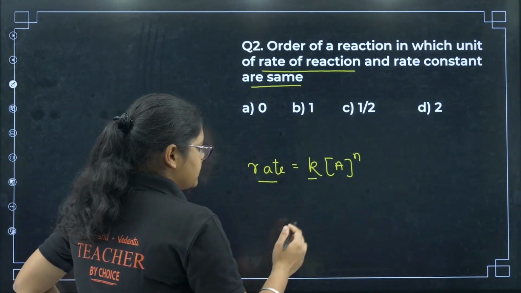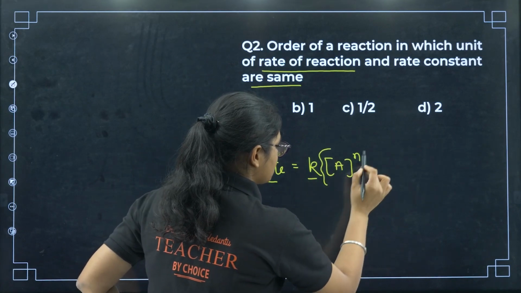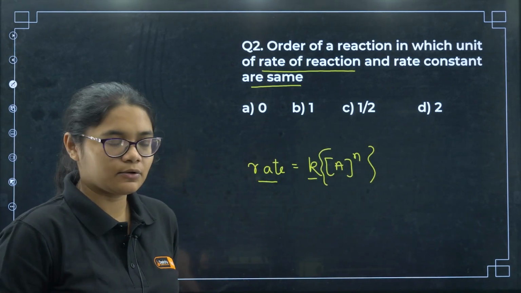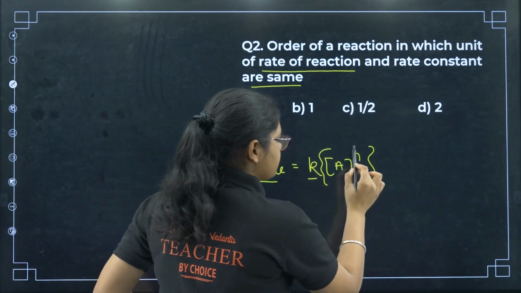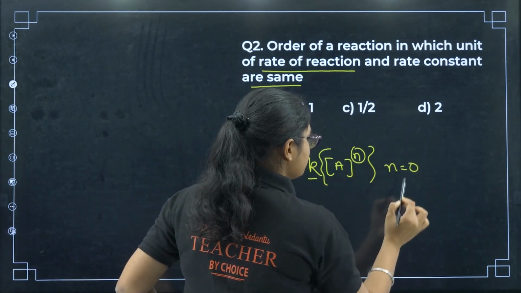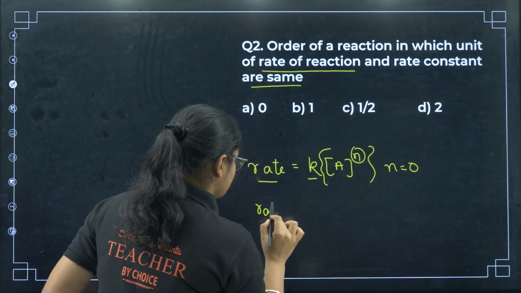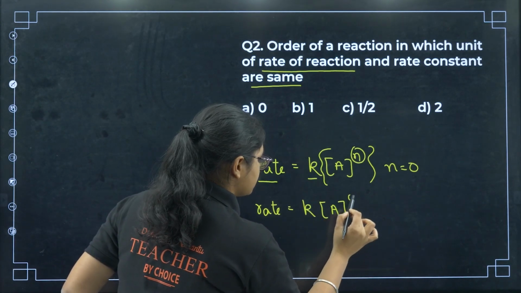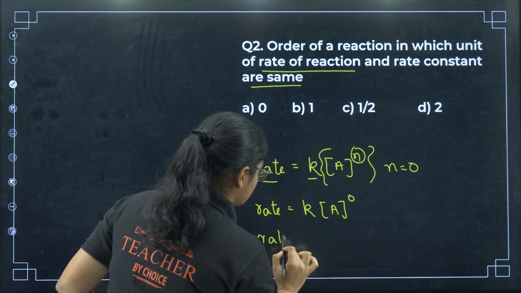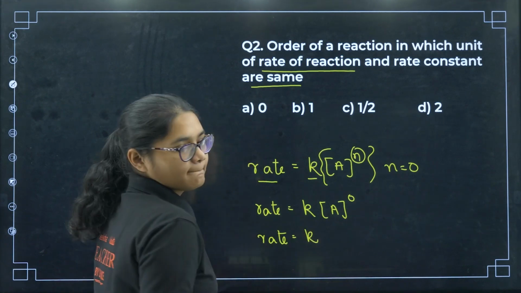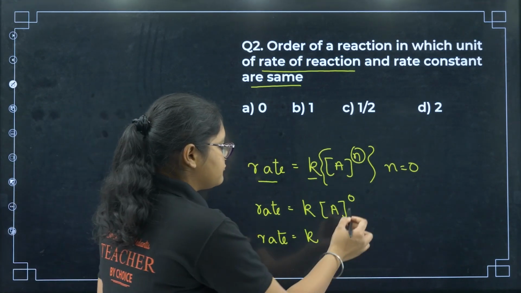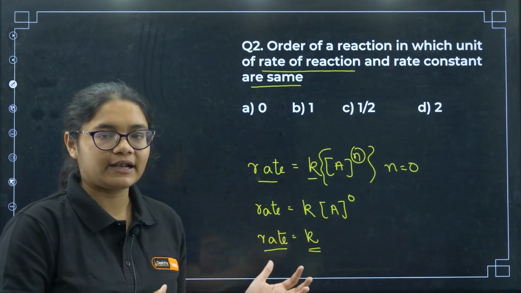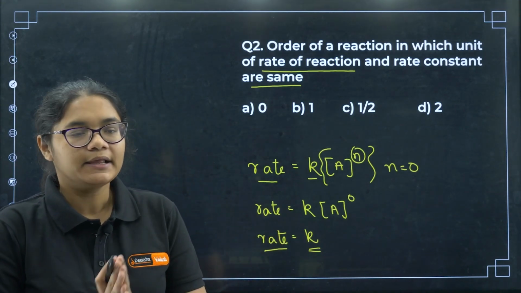So if I just remove this part, then rate and rate constant will be equal, and their units will also be equal. How can I remove this one? If I put n equal to 0, then what can I write? Rate is equal to K into A to the power of 0, and rate is equal to K. So I can say that for a 0th order reaction, rate is equal to rate constant. So the unit of rate and rate constant will also be equal.